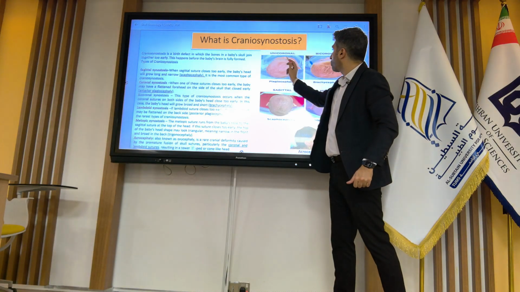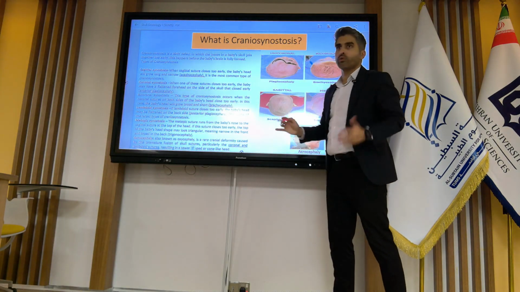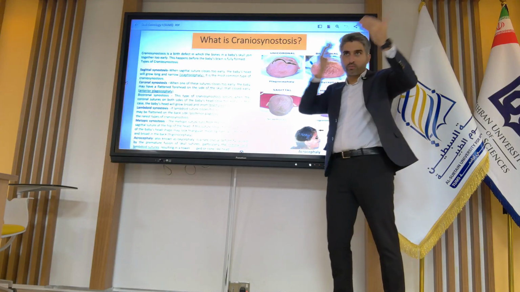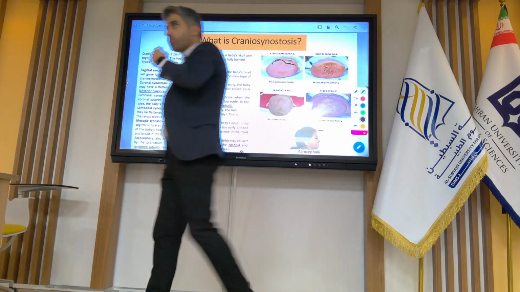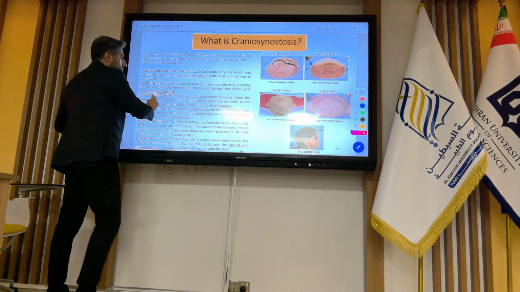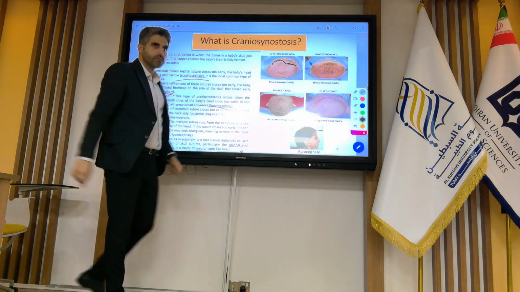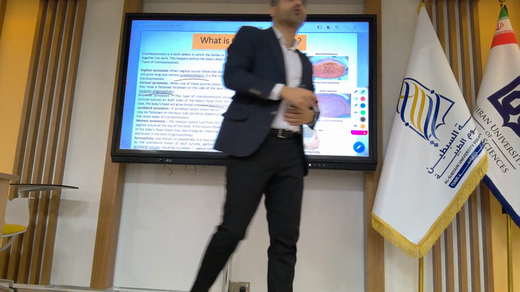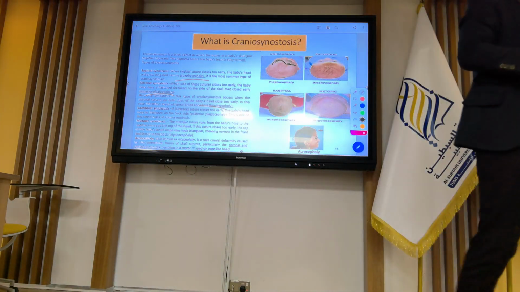Sometimes this condition is on one side. One side closes soon, but the other side, for example, is normal. You can see they are not symmetric. One part is big, one part is small. Anterior plagiocephaly. So these three. This one, scaphocephaly, when the sagittal suture closes soon, is the most common.